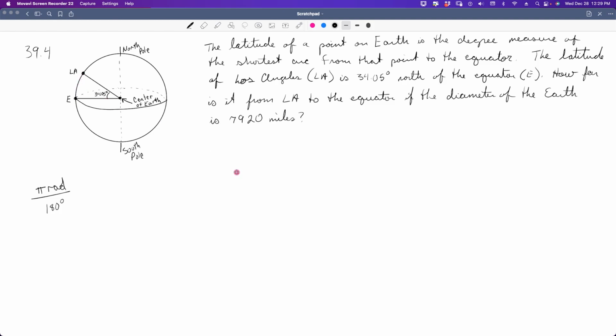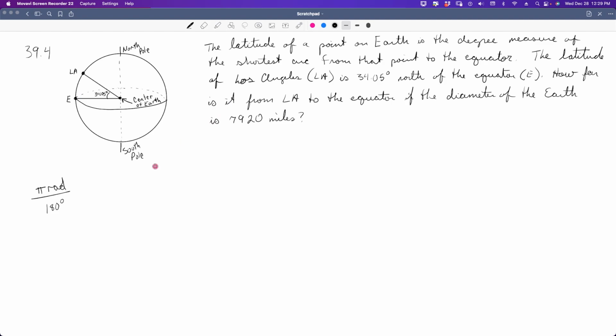The latitude of Los Angeles, LA, here, is 34.05 degrees north of the equator. So if we come from the center of the Earth straight out to the equator, and then we measure that central angle up to LA, we get 34.05 degrees from the center of the Earth to LA, and then from the center of the Earth to the equator. How far is it from LA to the equator if the diameter of the Earth is 7,920 miles?